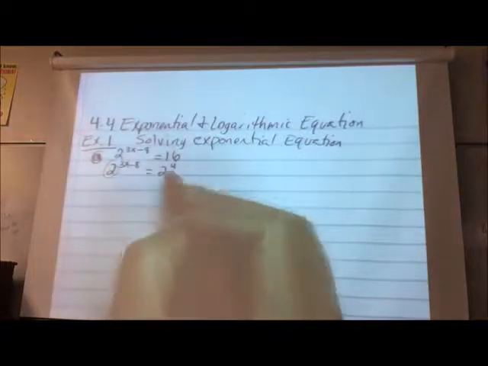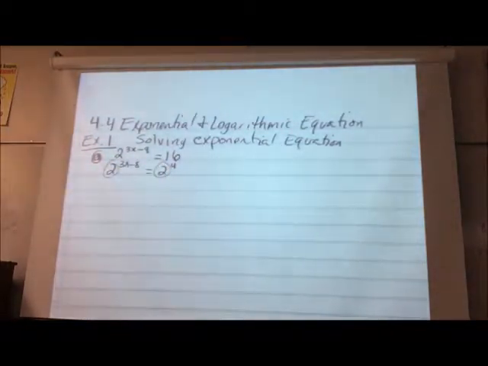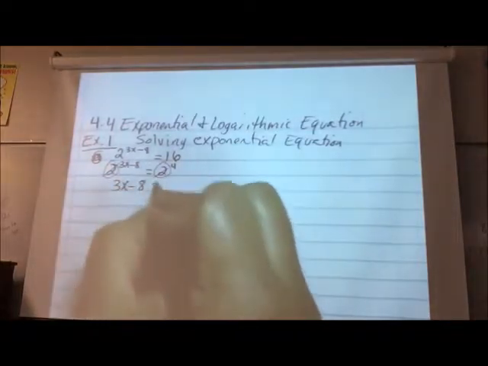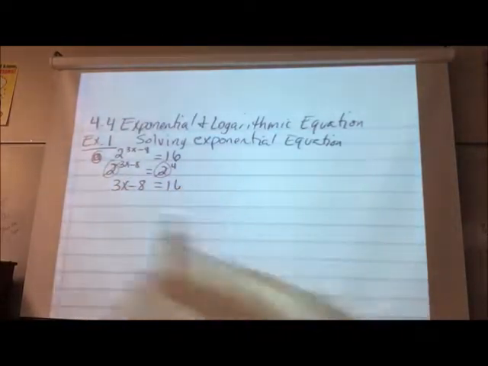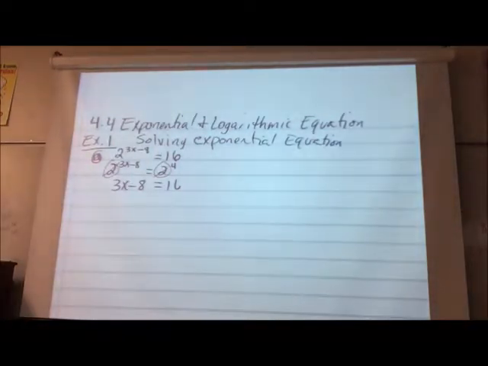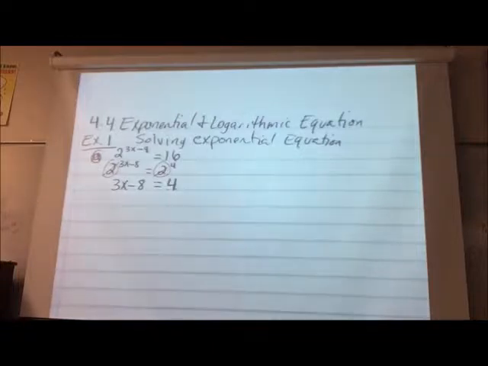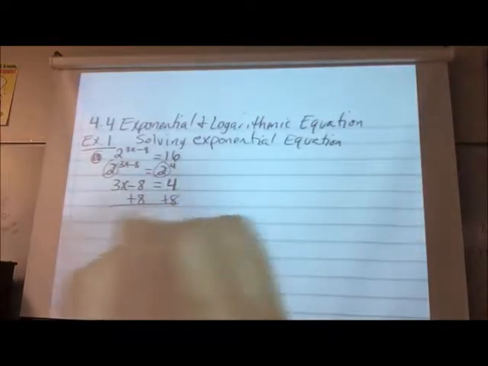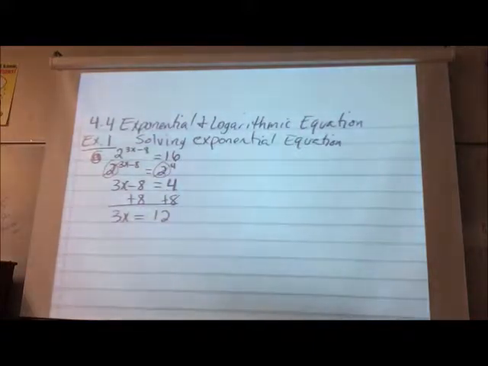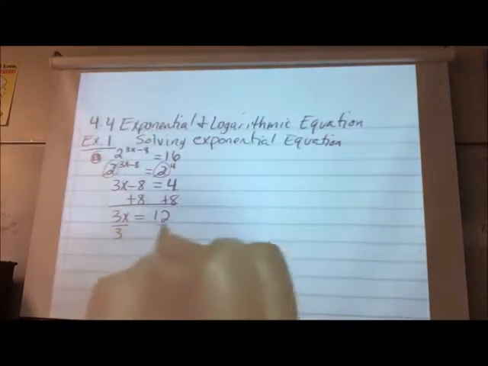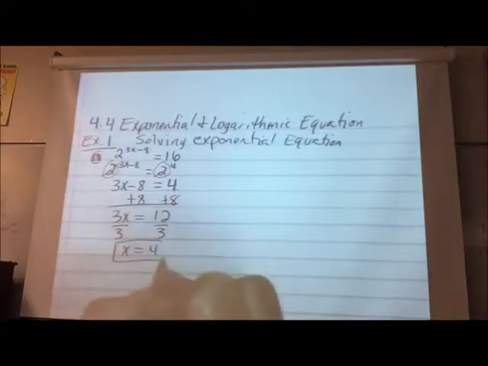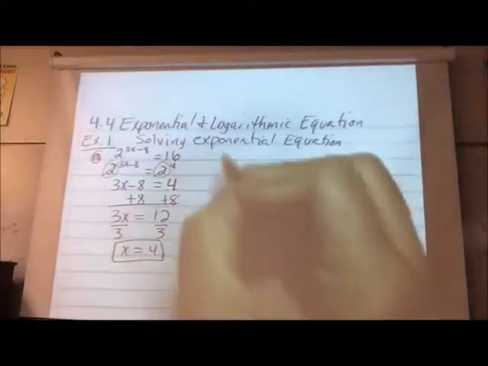This number and this number are the same. Once those numbers are the same, we can ignore them and bring your exponents down. So 3x minus 8 equals, just kidding, not 16, but what? 4. Sorry. Equals 4. Now, what do I do to solve for x? Add 8. 3x equals 12, and then divide by 3, so x equals 4. Was that bad? No. Part B.